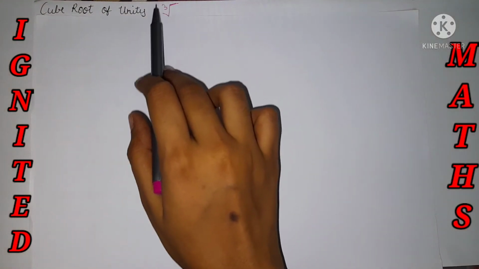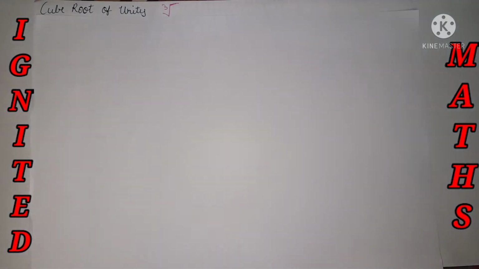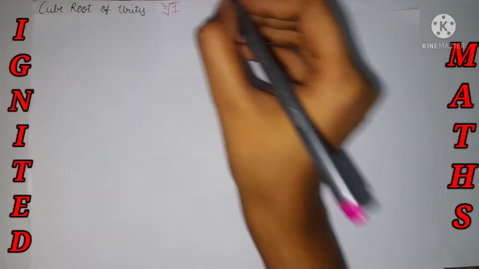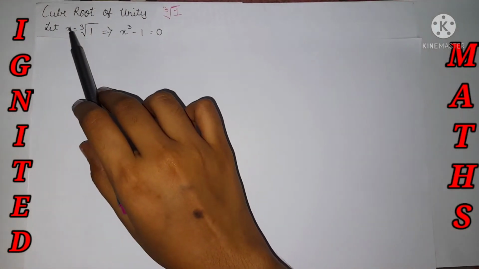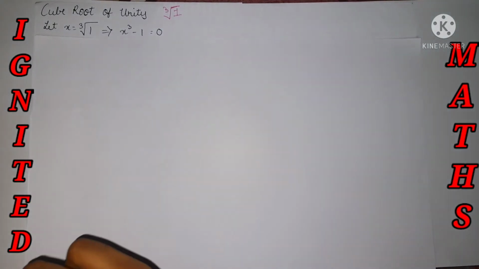Okay, cube root of unity. The number 1 is often called the unity. So cube root of unity, what does the word describe? Cube root of unity 1. The number 1 itself is the unity.